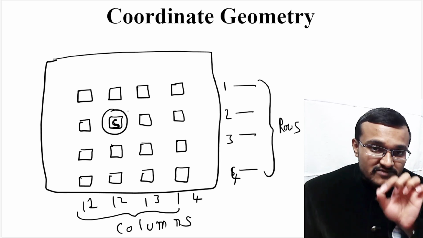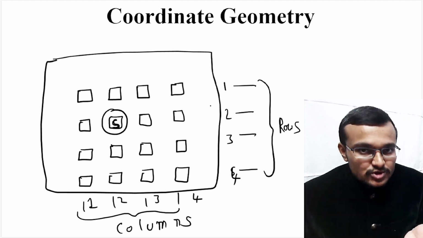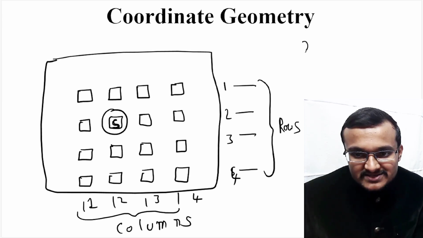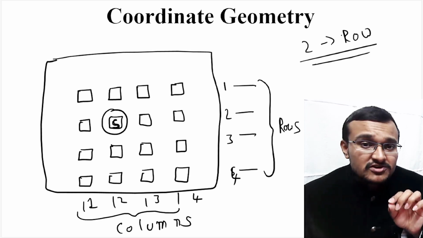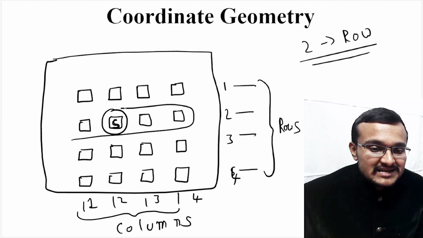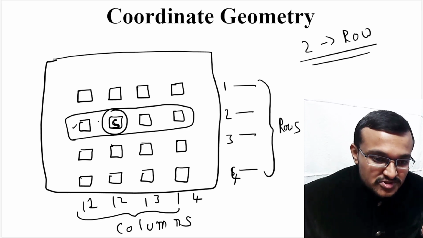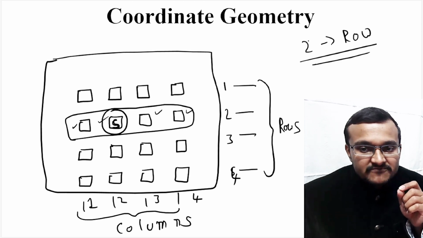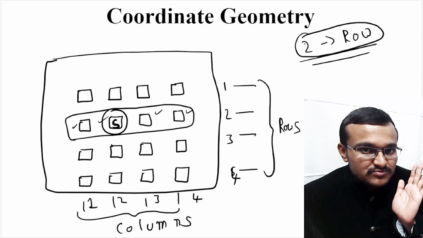To identify the position of this student, you have to locate which row he is sitting in and which column. If you only have one piece of information, that the student is sitting in the second row, you will not be able to find the exact position, because all four of these places are in the second row. So if I have only this information, you cannot identify the exact position.